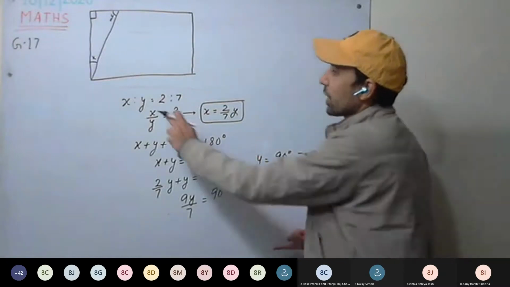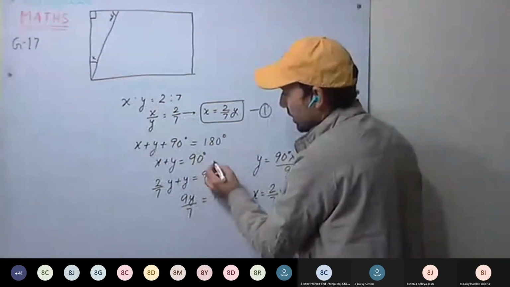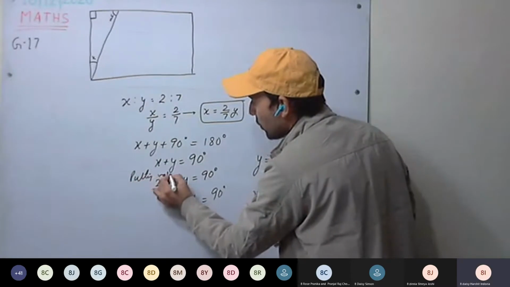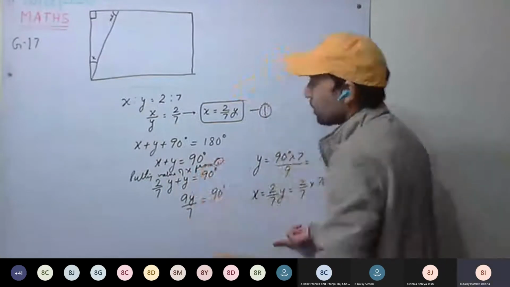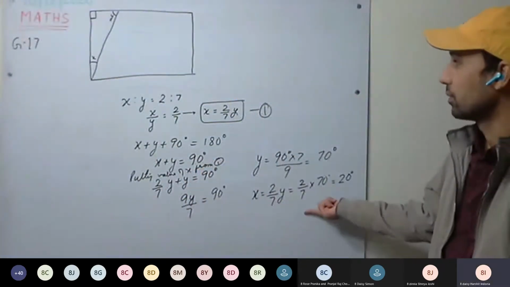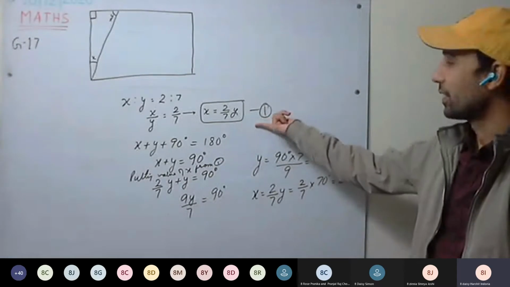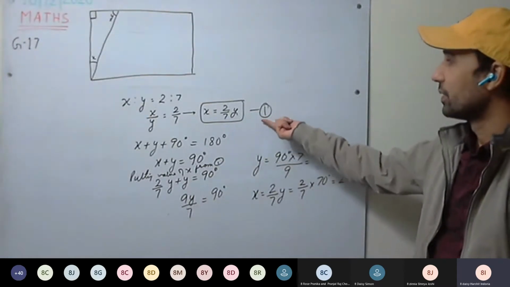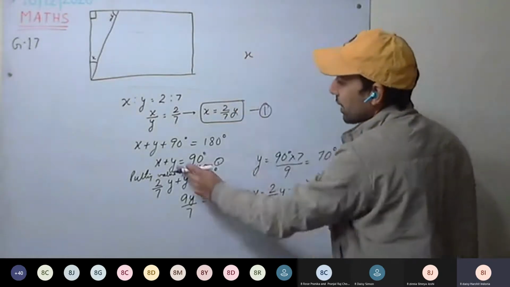Understood? So what we are doing? X is to Y. This is our first equation. Sir, without writing the equation, we can do it by the sum of ratios also, by adding the ratios and finding the answer, finding X and Y.